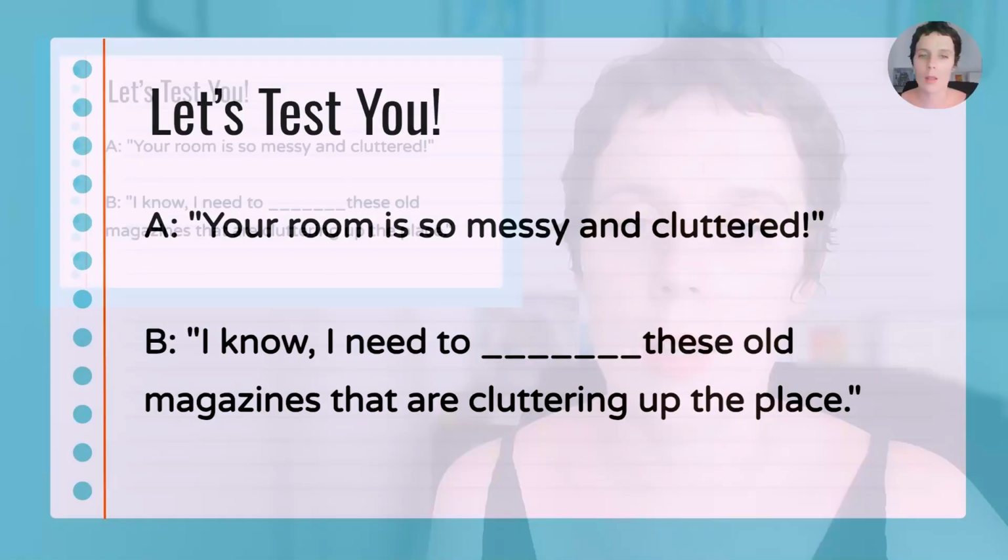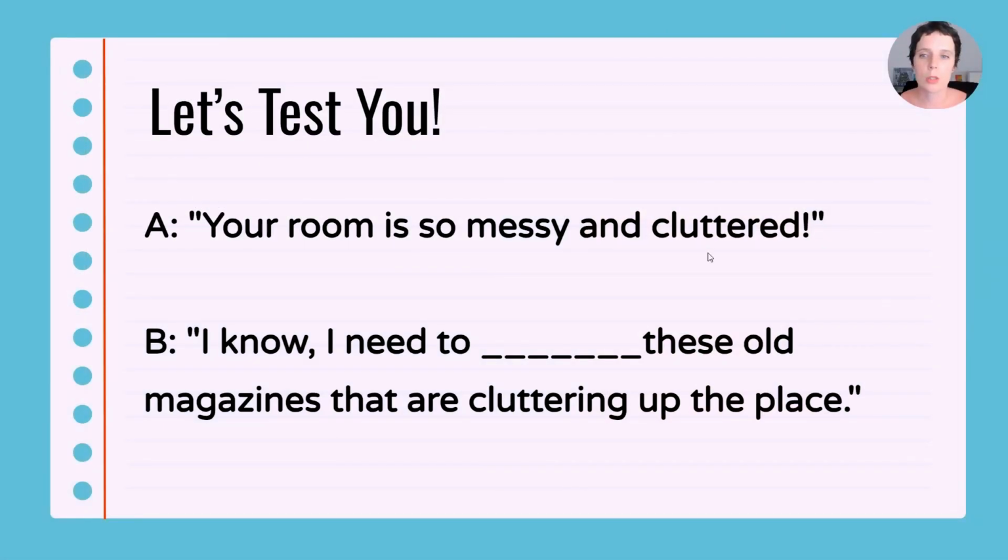Okay, I'm going to give you another quick test again about the last 2 phrasal verbs. So get out or get rid of. Let's take a look at the sentence you need to complete. Your room's so messy and cluttered. Person B says, I know, I need to these old magazines that are cluttering up the place. You've actually got another phrasal verb here, to clutter up, which means to make something messy. So you tell me, what do you think? Do you need get out or get rid of? They're your 2 options. You've got 5 seconds to complete this sentence. Off you go. Write a comment if you like.